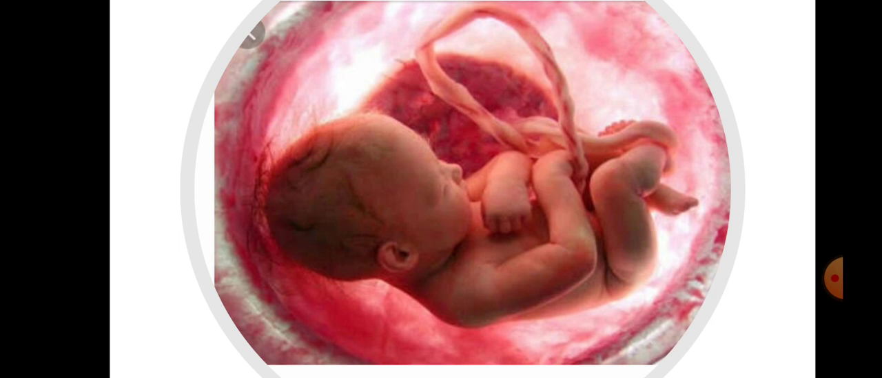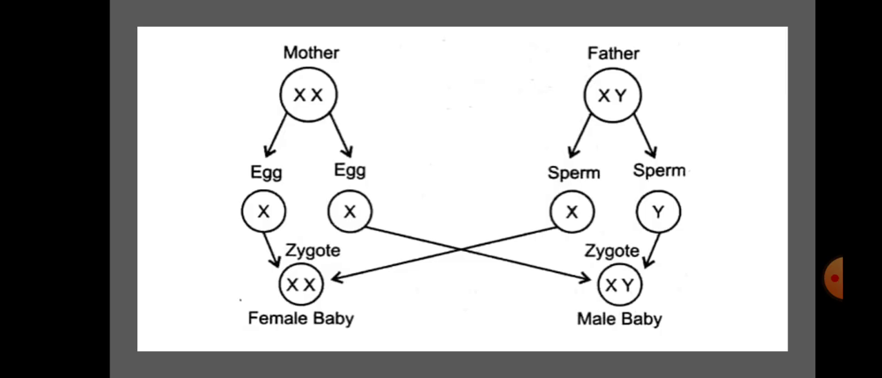Out of the 23 pairs of chromosomes, 2 of them are sex chromosomes called X and Y. The female has 2 X chromosomes and the male has 1 X and 1 Y chromosome. The gametes contain only one set of chromosomes, that is either an X or a Y.